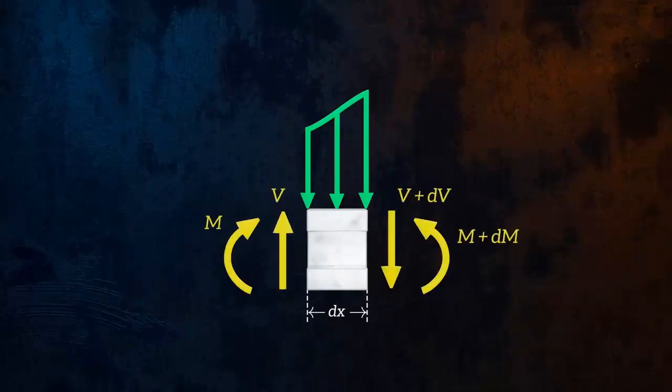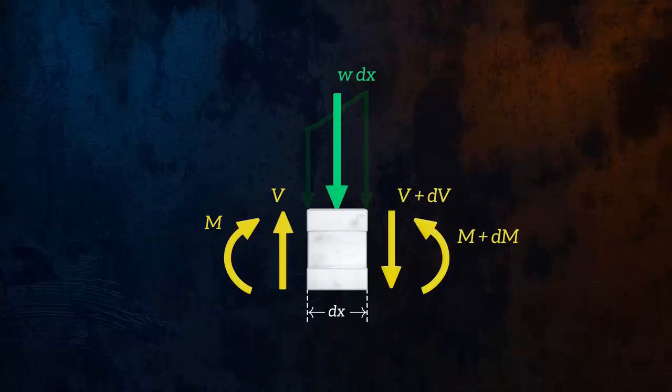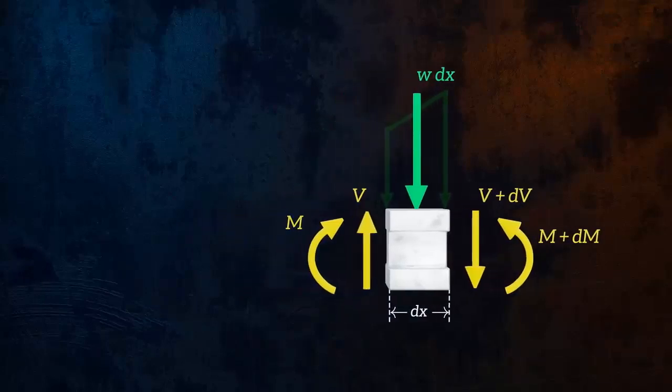Over such a short section of the beam, the distributed force can be assumed to be uniform, and we can replace it with an equivalent concentrated force. By applying the equilibrium equations to this free body diagram, it is possible to demonstrate that the following relationships exist between the applied distributed force, the shear force graph, and the bending moment graph.